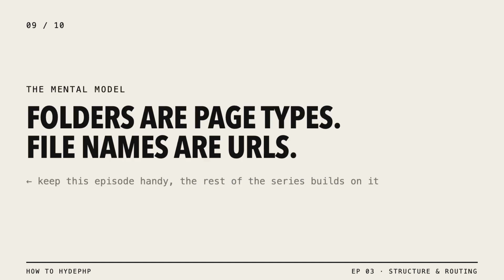So the whole mental model is one line. Folders are page types, and file names are URLs. Keep this episode handy. Everything later in the series builds on it.